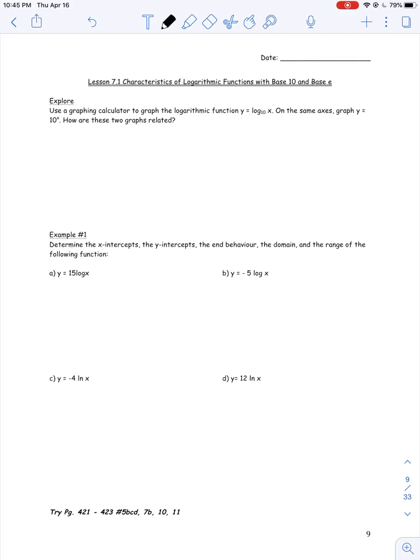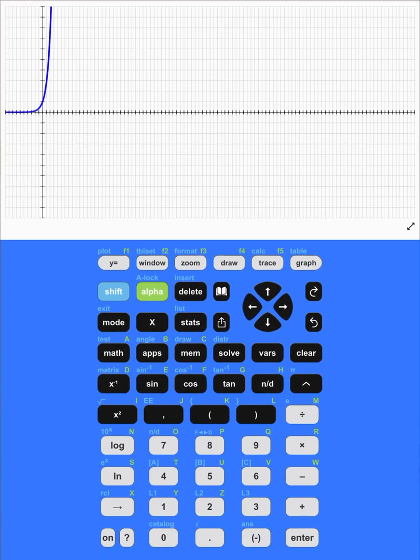Okay, so we're going to look at lesson 7.1, characteristics of logarithmic functions with base 10 and base e. We're going to explore how log base 10 of x is different or the same as 10 to the power of x. We're going to graph both of them on our calculator. What's really important to notice is that the base of 10, you do not have to write. Whenever you see this little 10 there, you can just write it like this, and it means the exact same thing. So we're going to go to our calculator and write 10 to the power of x.